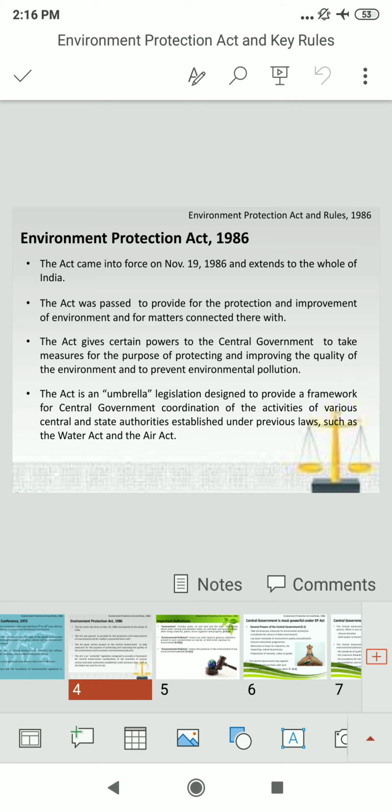The Environment Protection Act 1986 came into force on November 1986 and extends to the whole of India. The act was passed to provide for the protection and improvement of the environment and for matters connected therewith. The act gives certain powers to the central government to take measures for the purpose of protecting and improving the quality of the environment and to prevent environmental pollution.